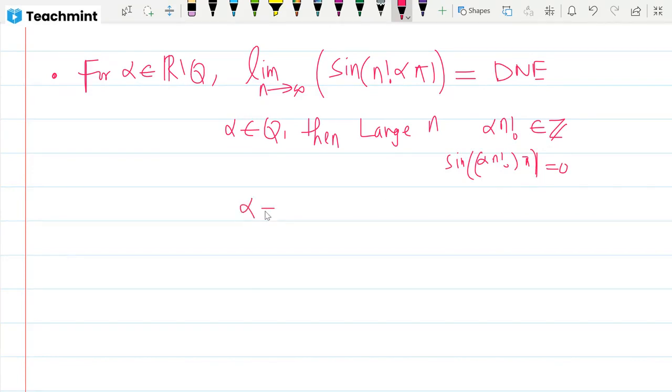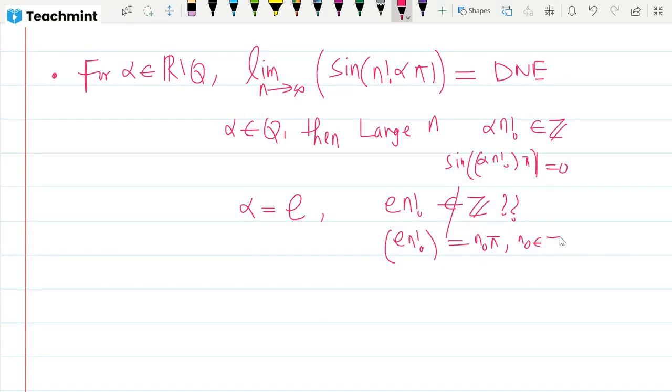If you take alpha equal to e, which is an irrational number, then however large an n you give me, I cannot write e times n factorial as an integer. This is impossible. So we cannot write e times n factorial as a multiple of some n naught times pi, where n naught is an integer. Therefore, I said the limit does not exist.